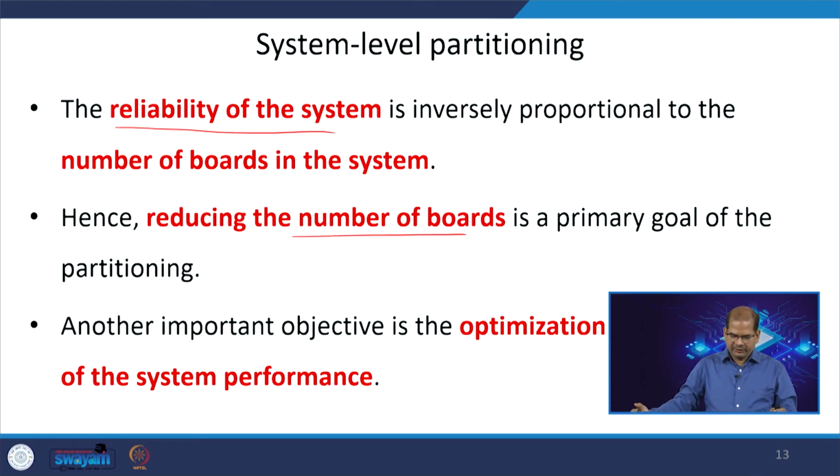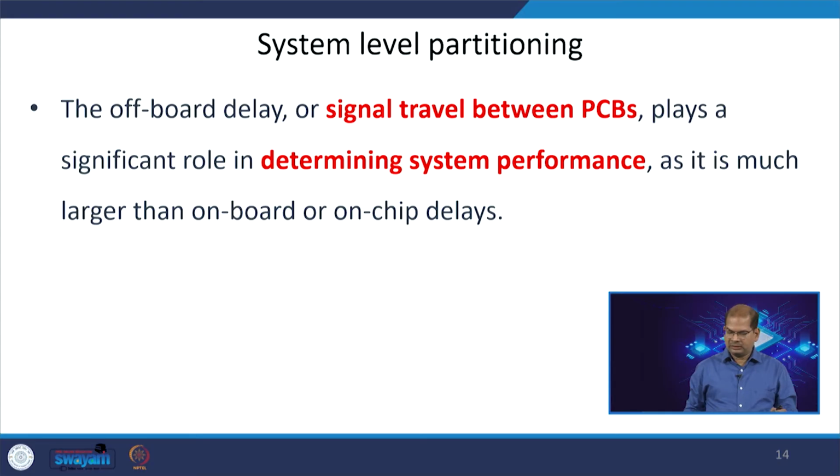Another objective is to optimize the system performance. So, the overall system performance, the speed and power dissipation of the overall system, all these should be optimized whenever I am going for system level partitioning. Then, in case of system level partitioning, speed is the most important thing. Okay. Whenever the signal is traveling between the PCBs.